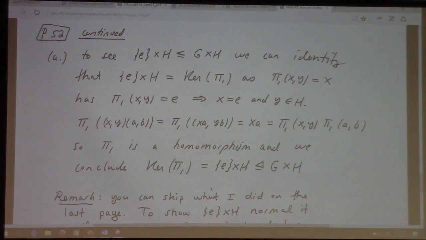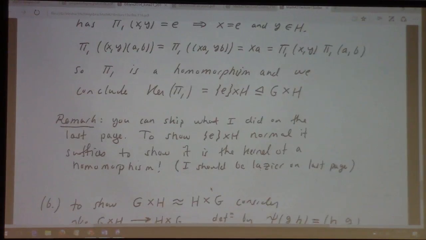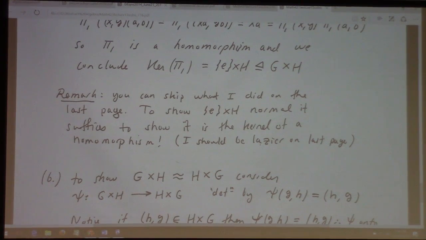I should complete it. This argument shows that it's a normal subgroup because we know that kernels are normal subgroups. We've proved that. So one way you can prove something's a normal subgroup is to exhibit it as the kernel of a homomorphism. That's what I did here.